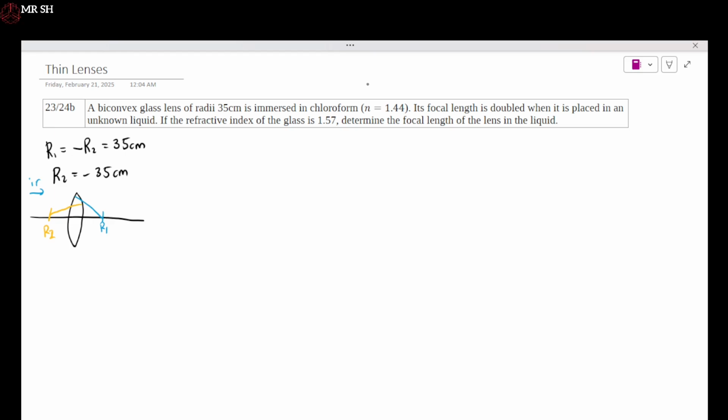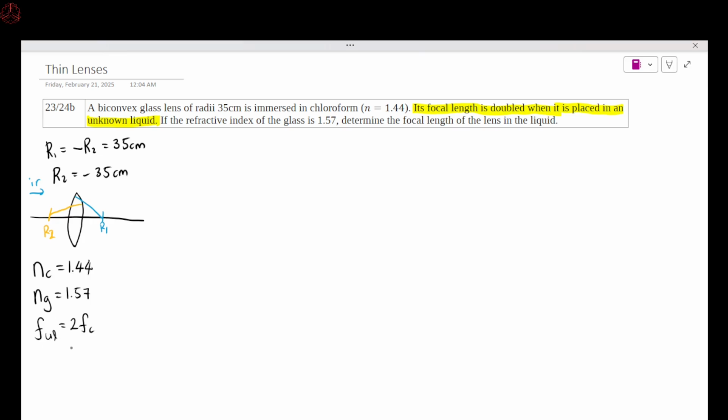Okay, and then the other information that is provided in the question is that the refractive index of chloroform is 1.44 and the refractive index of glass is 1.57. Now another key word in the question is that its focal length is doubled when it is placed in an unknown liquid. Okay, so the focal length in chloroform is doubled.